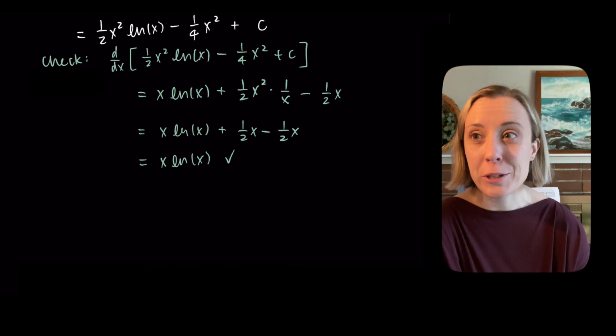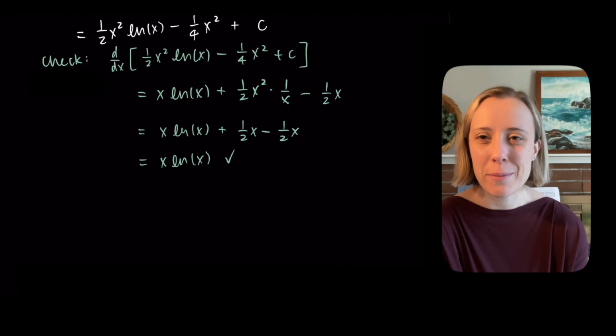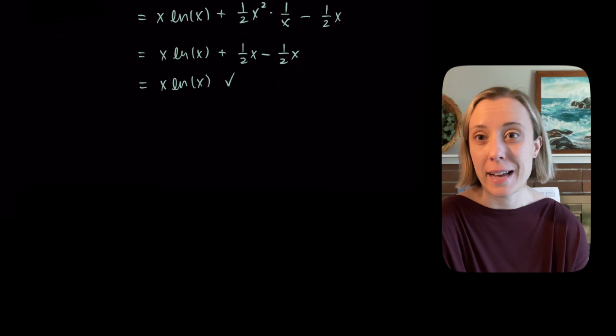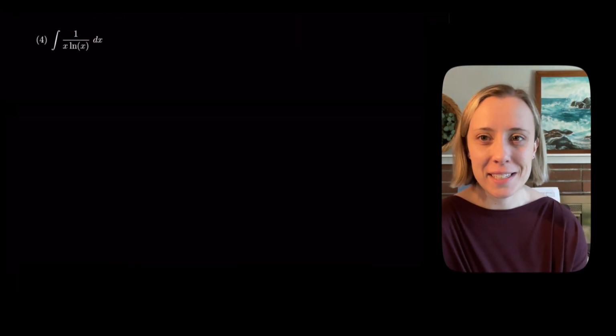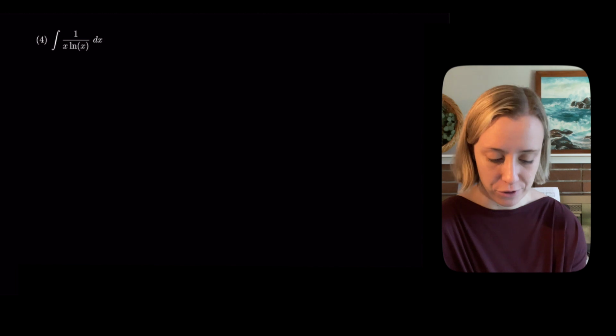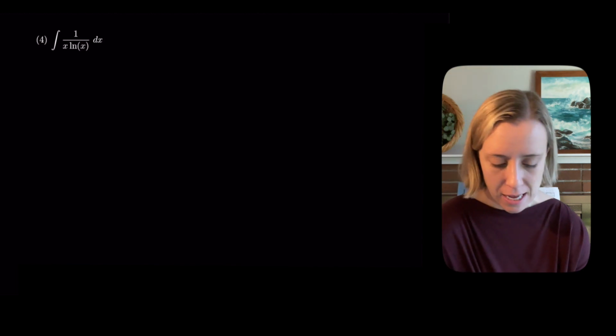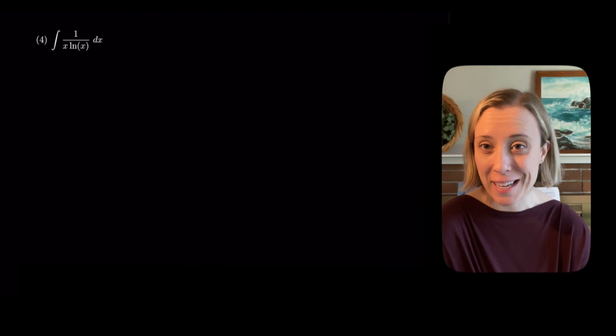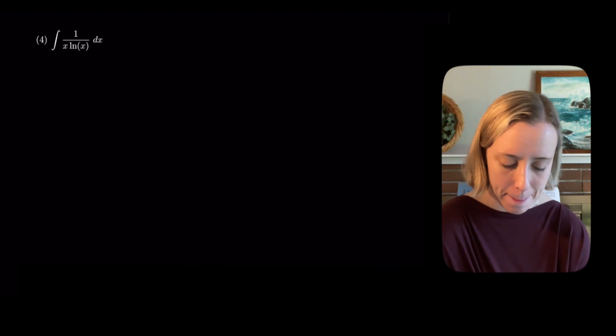So that's that problem. We tried u-substitution, it didn't get us anywhere. We just did the integration by parts because we saw a product and it worked out. All right, so this time we have the integral of 1 over x ln x. And so this looks similar. We've just taken everything we had before and put it into the denominator of a fraction.